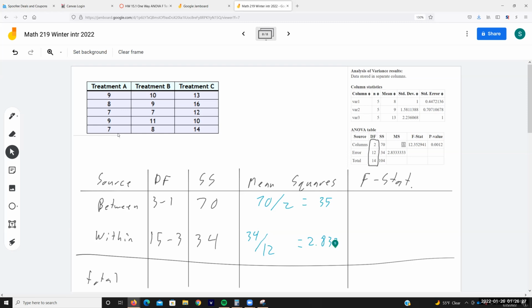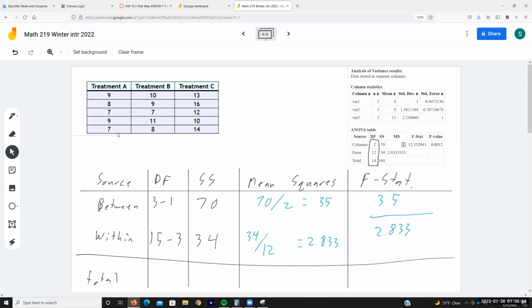Now the F-stat is also referred to as the F ratio. Why is that? Because we take the mean squares between divided by the mean squares within. So what we have to do is we're essentially comparing the groups to each other and all of them at once.